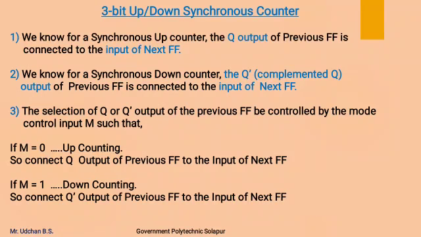So we know for a synchronous up counter, the Q output of the previous flip-flop is connected as the input of the next flip-flop, and for the down counter, the complemented Q output of the previous flip-flop is connected as the input of the next flip-flop. The selection of Q or Q complement output of the previous flip-flop is controlled by the mode control input M. If M is 0, the counter acts as an up counter, and if M is 1, the counter acts as a down counter.